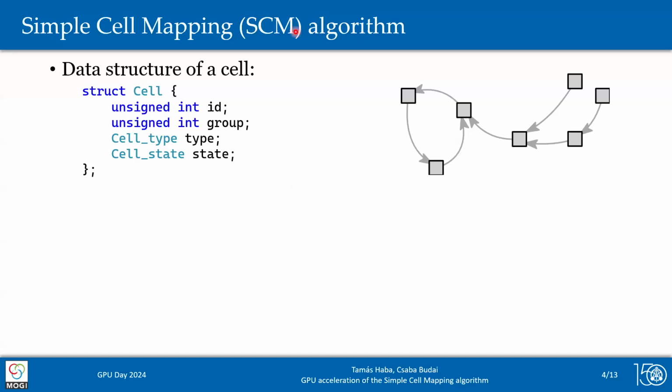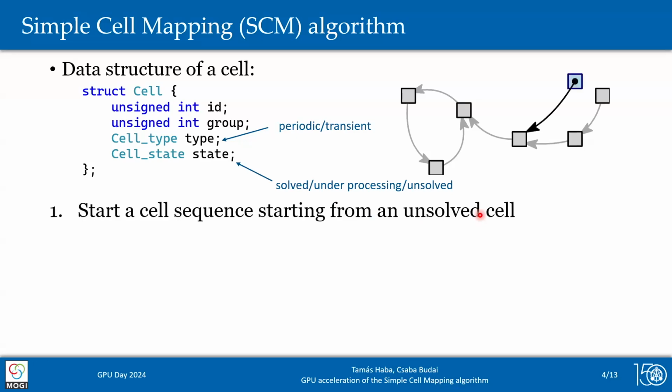The cell structure, or the cell representation, consists of a cell identifier, a group identifier, which identifies the periodic group, a cell type, which can be periodic or transient, and the cell state to keep track of the progress of the solution. And the simple cell mapping algorithm works as follows.